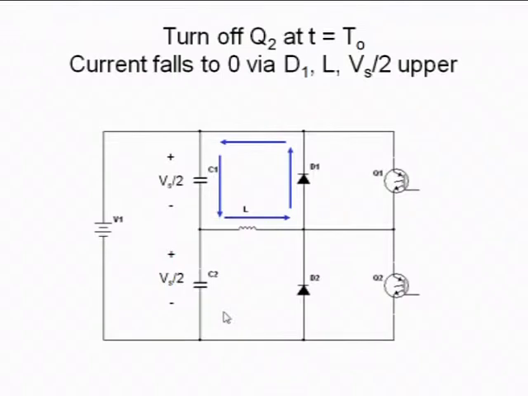Let us see what happens when you turn off Q2 at t equal to T naught. Again, current does not fall to 0 suddenly, because this was the direction of current before turning off Q2, when Q2 is conducting. When Q2 is turned off, current continues to flow through D1 and the voltage source. That is how the power is fed back to the DC voltage source. That is the use of diodes D1 and D2, and that is why they are called feedback diodes.